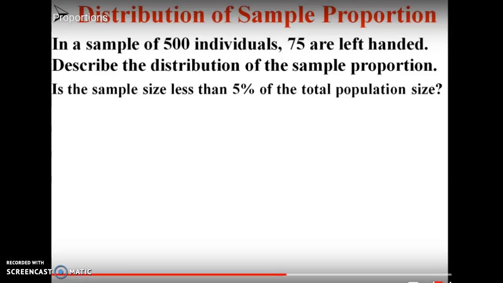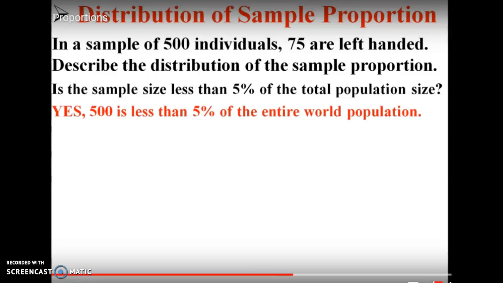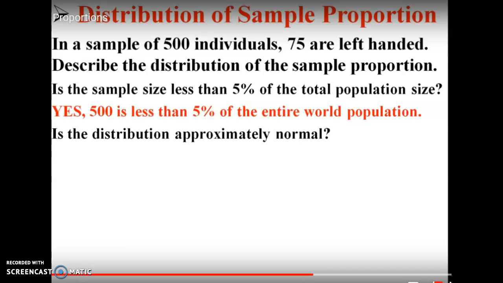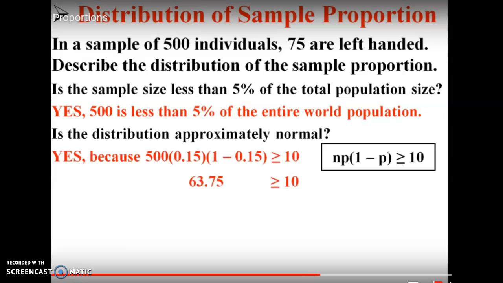So we met that criterion. Certainly 500 is less than 5% of the entire world population of people. Is it approximately normal? If it passed his test or our two tests, it is. And it certainly passed it, no problem. So what do you think? Approximately normal? Skewed to the left, skewed to the right? What should it be?